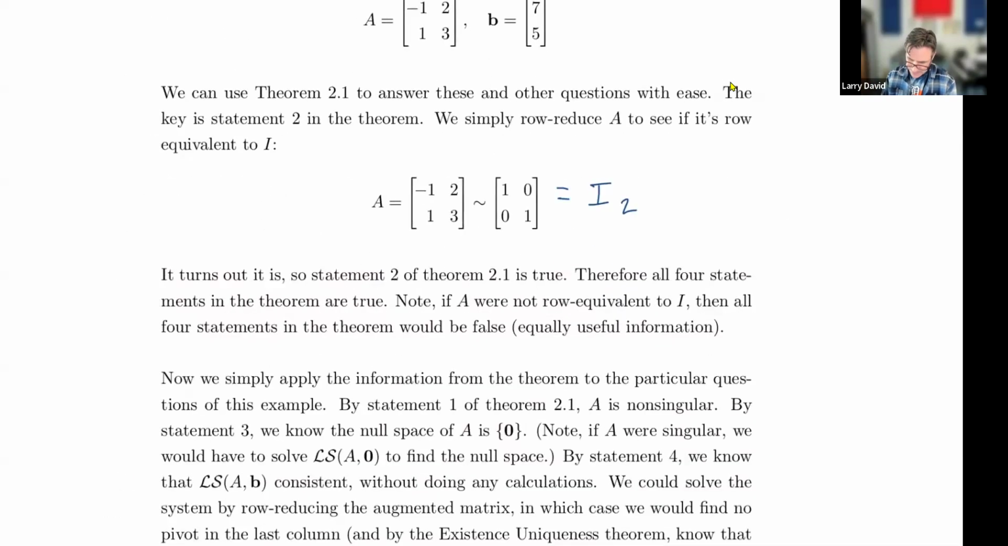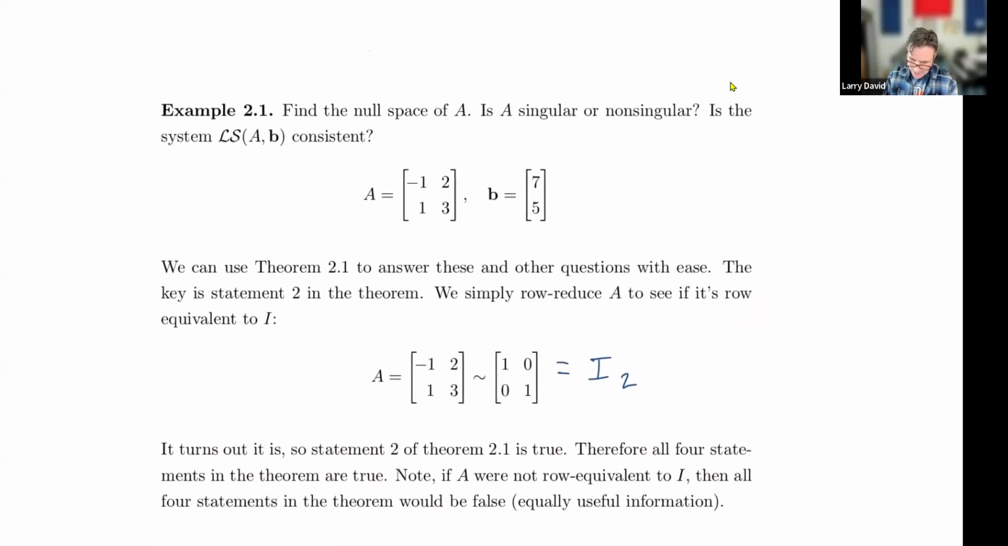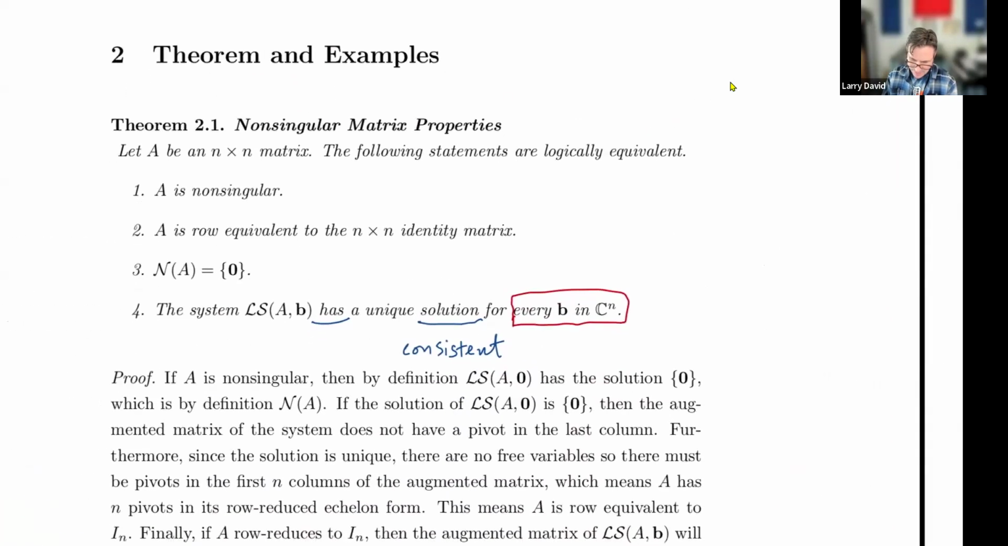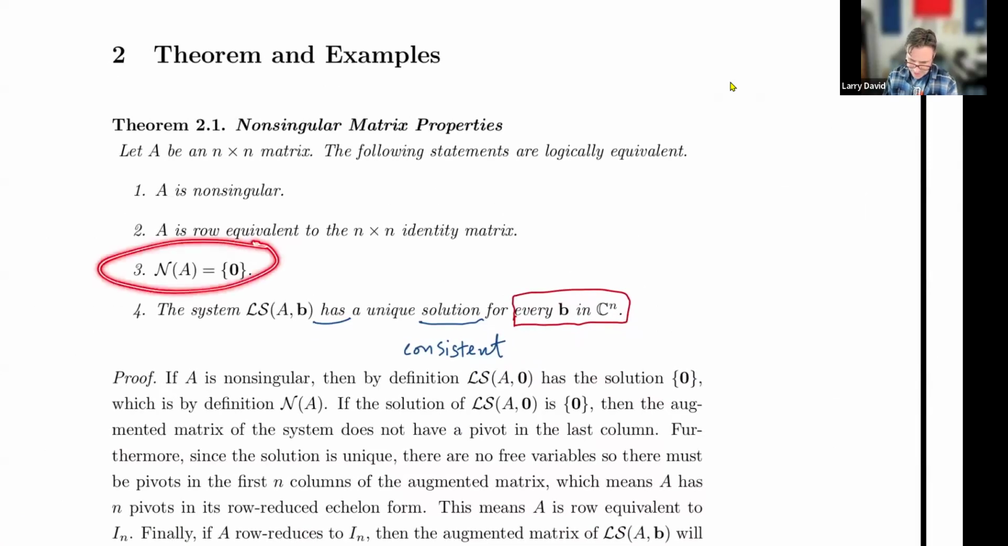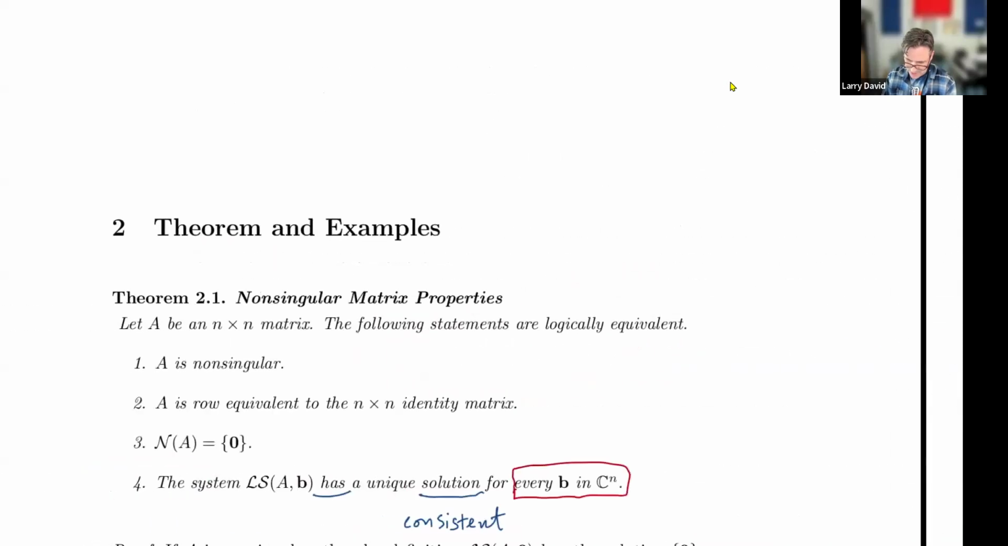Okay, and in particular, we can answer these questions using the results of the theorem. So find the null space. Well, it's very convenient that the third statement in the theorem tells us the null space is the set containing the zero vector. So we get that sort of for free, if you will. Is A singular or non-singular? Well, A is non-singular because it row reduces to the identity, and that's the first statement in the theorem.